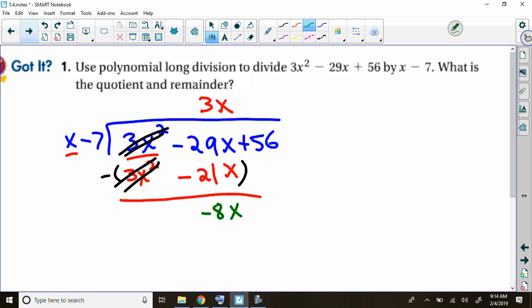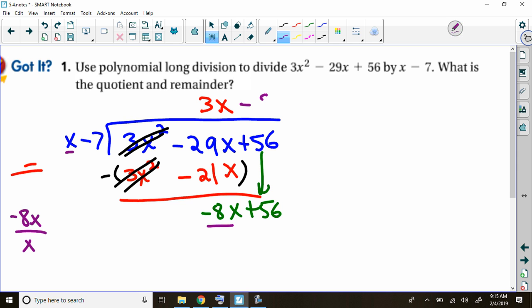So we divided, we multiplied, we subtracted, we brought down. Now what? Start over. Front-end estimate again. This time we're looking at how many times does x go into -8x. Oh, we forgot something first, though. What did we forget? The 56, got to bring down that 56. So that 56 gets brought down plus 56. Okay, so now we're ready. X goes into -8x how many times? -8x divided by x. It's going to be -8. Good. So that's going to be a -8.